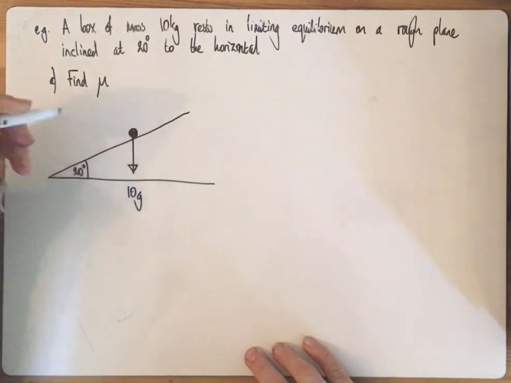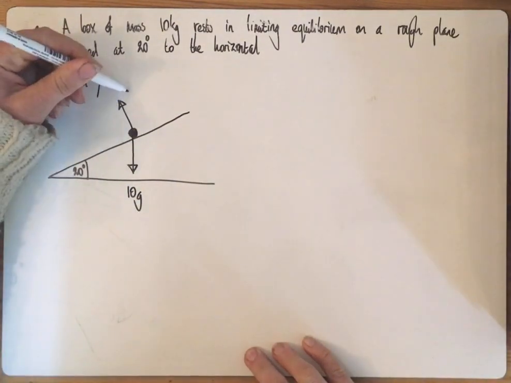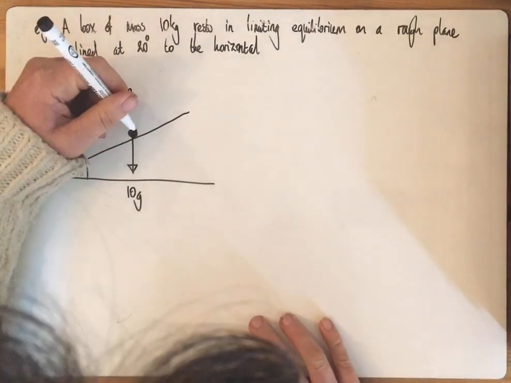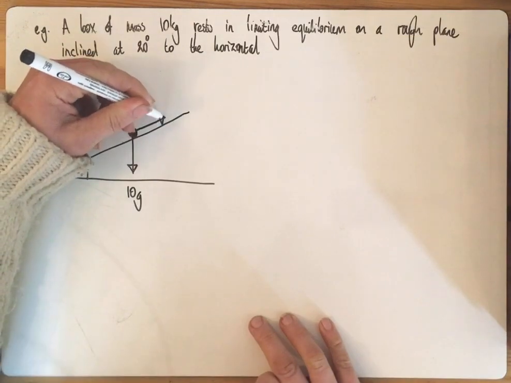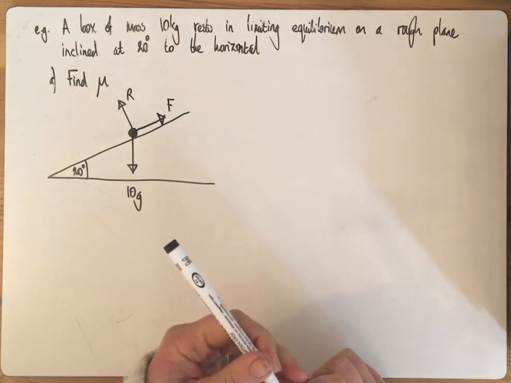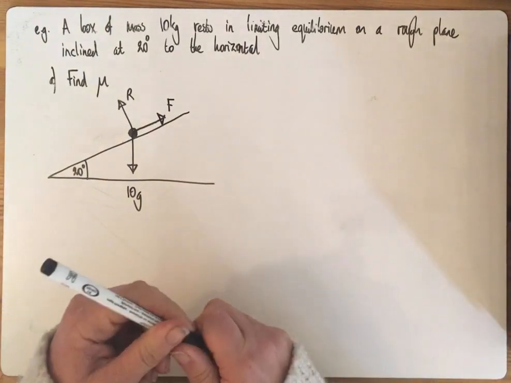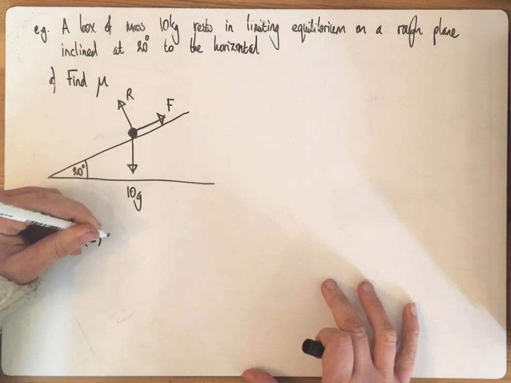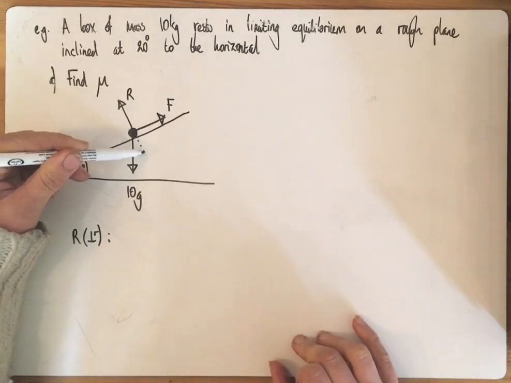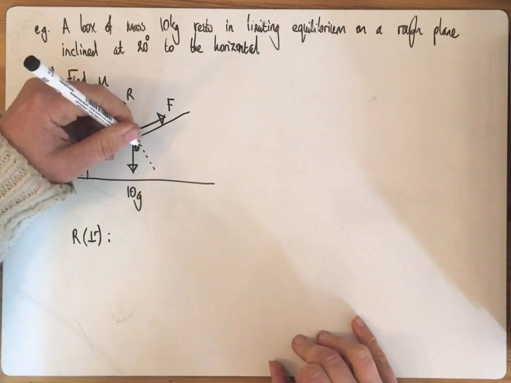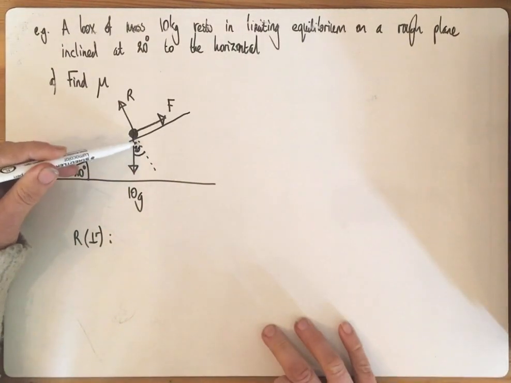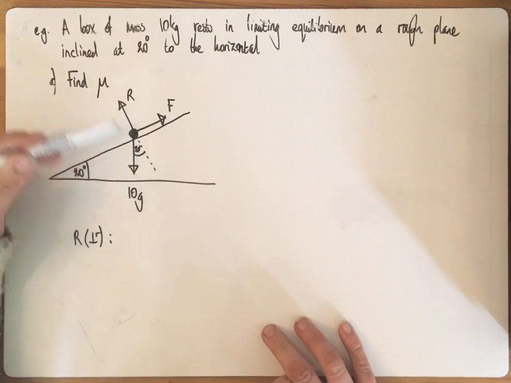So you've got weight coming down, normal reaction, and the friction is stopping it from sliding down. And so the friction will be acting up this way, opposing motion. And then resolving perpendicular. So we've done one really similar to this already, actually. So this angle sitting in here is 20 degrees. Weight's on the hypotenuse, and so 10g cos 20 will give you the component of the weight perpendicular to the plane.